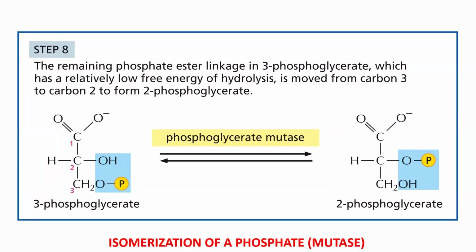Step 8, here's our mutase reaction. I told you there was going to be one of them, and I even gave you a heads up. We're just going to be moving a phosphate. Can't really call this an isomerization because the whole molecule isn't being rearranged. Glycerate is staying glycerate. So this is a mutase reaction. A functional group is being moved, and the functional group being moved is the phosphate. 3-phosphoglycerate, so glycerate with a phosphate on its third carbon, becomes 2-phosphoglycerate, or glycerate with the phosphate on its second carbon. And that's step 8.